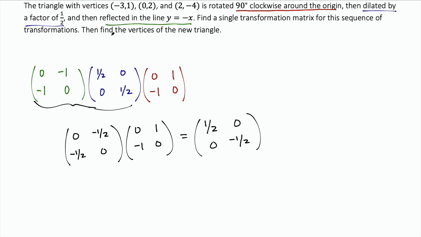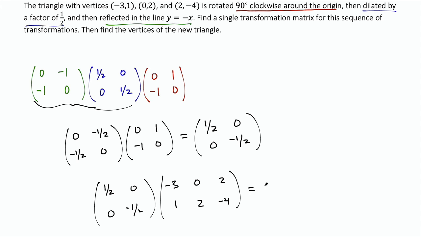Now we're going to find the vertices of the new triangle. So we're going to take this matrix and multiply it by the point matrix for our triangle. So we've got negative 3, 1, 0, 2, and 2, negative. So we do this multiplication. We get negative 3/2, 0, 1, and negative 1/2, negative 1, and 2.